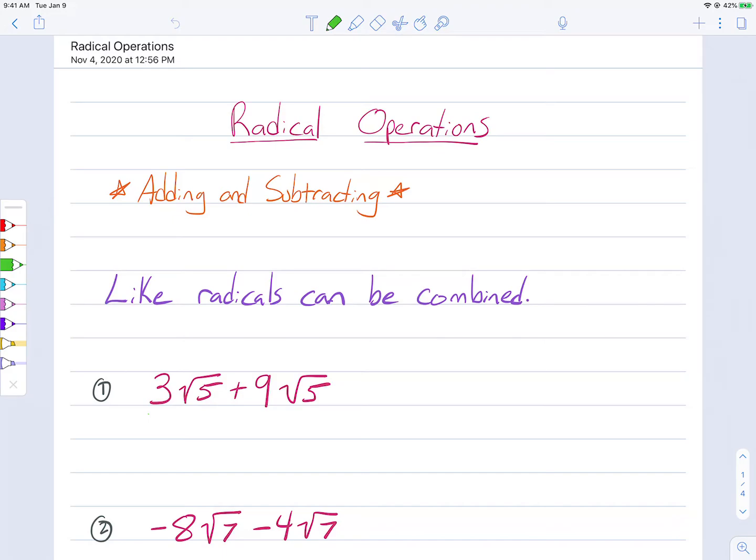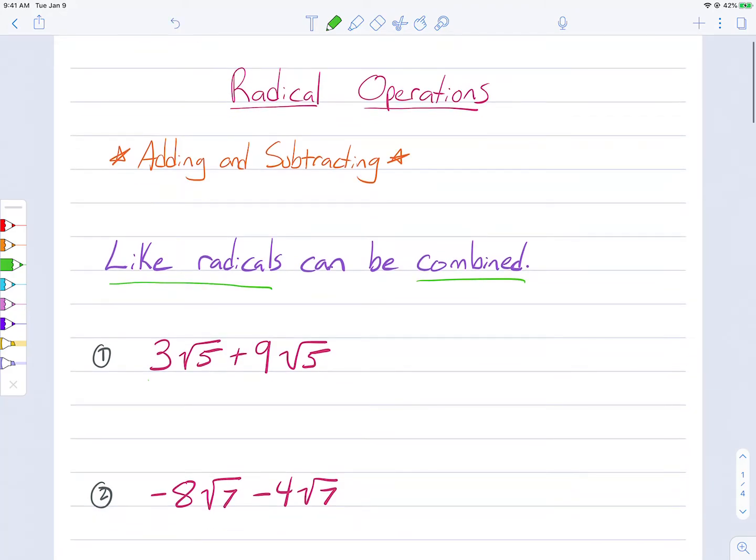Radical operations. So first we're going to add and subtract radicals. Adding and subtracting radicals is very similar to combining like terms. So you're going to be looking for like radicals that can be combined. For instance, problem number 1, we have 3 root 5 plus 9 root 5. These are both root 5 problems, which means they have a like radical. So we're going to leave the root 5 alone, just like what we do when we're combining like terms.